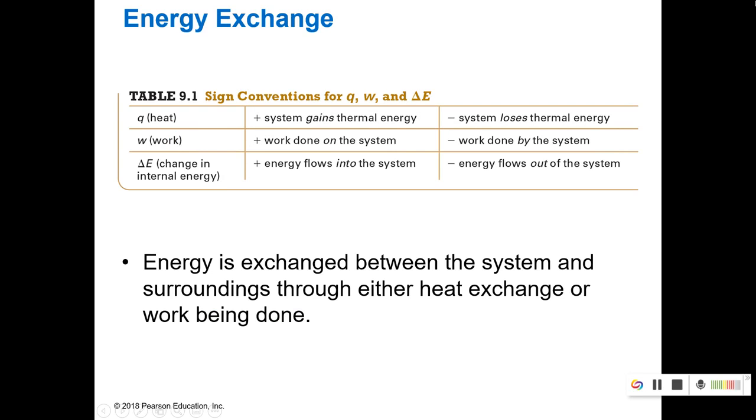Okay, so when the system gains thermal energy, work can be done on the system and energy flows into the system, which would be the endothermic. When the system loses energy, work is done by the system and the energy flows out of the system. So that would be exothermic.